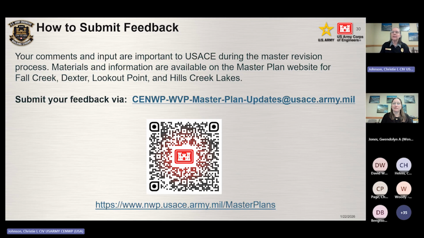So the plan does cover the shoreline, and the way that the shoreline is used, it's just the shoreline management is specific for private facilities. Hopefully that makes sense. So if you have any suggestions on how the shoreline can be managed around any of the 4 lakes we're talking about here, we do want that input.